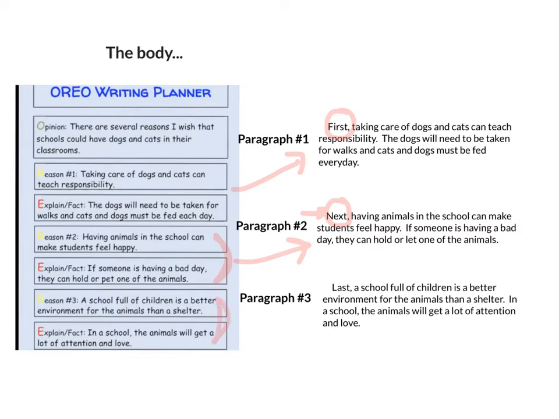Paragraph number 3, I did the same thing. I took reason number 3 and my explanation, and I added it together into a paragraph. I indented again, and I had my transition word last. Last, a school full of children is a better environment for the animals than a shelter. In a school, the animals will get a lot of attention and love.